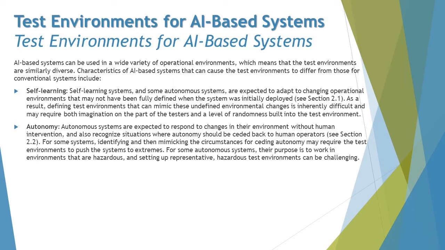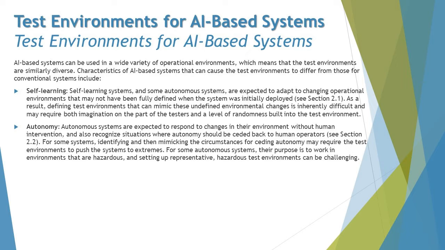Similarly, talking about autonomy, autonomous systems are expected to respond to changes in their environment without human intervention, and also recognize situations where autonomy should be checked or handed back to human operators. That means when we talk about autonomous, we are talking about things like cruise control, right? For example, I can set up a car for cruise control at 100 kilometers per hour and the car will continue driving. But when you see an unforeseen situation without ADAS, then you can certainly apply the brakes and the cruise control will be immediately removed and the controls will be given back to you as a driver.